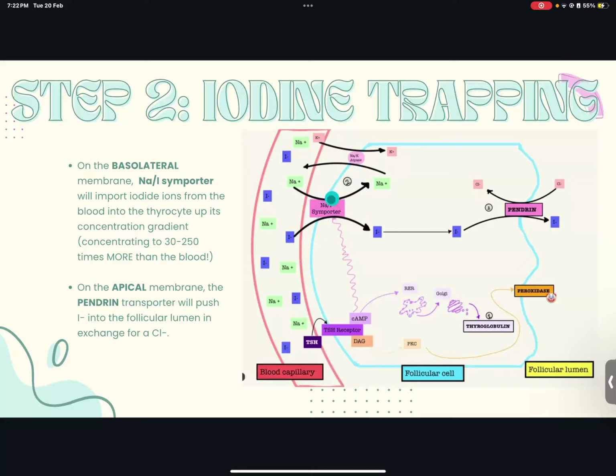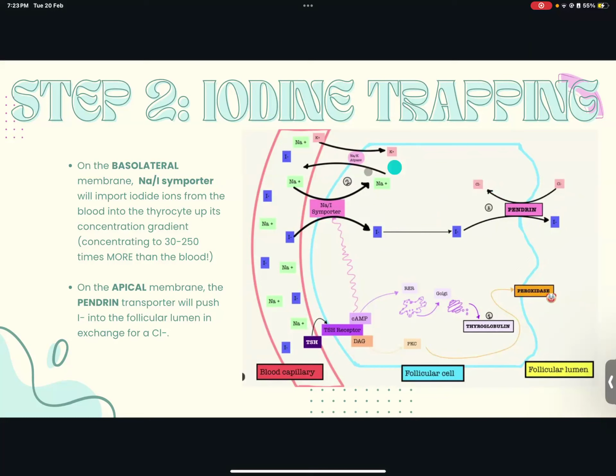So the purpose of iodine trapping is to increase the level of iodine 30 to 250 times more than in the blood, depending on how much thyroid hormone your body needs. On the apical membrane, which is on this side, facing towards the lumen, the pendrin transporter is going to start doing basically an exchange. It's going to exchange iodine that came in from the NIS protein, push it all the way into the follicular lumen, and pull in chloride with it.